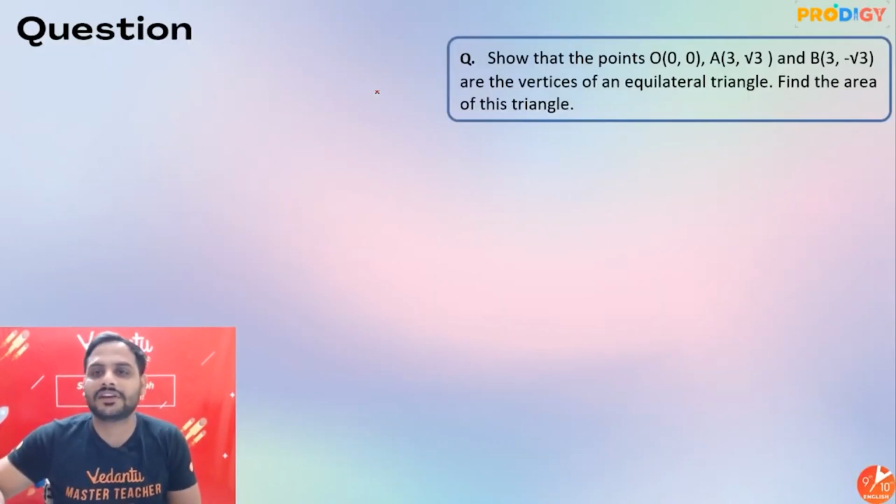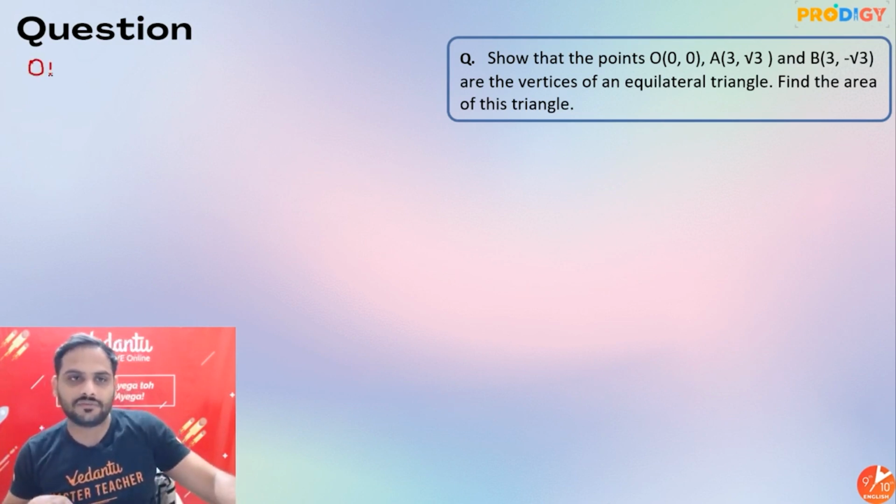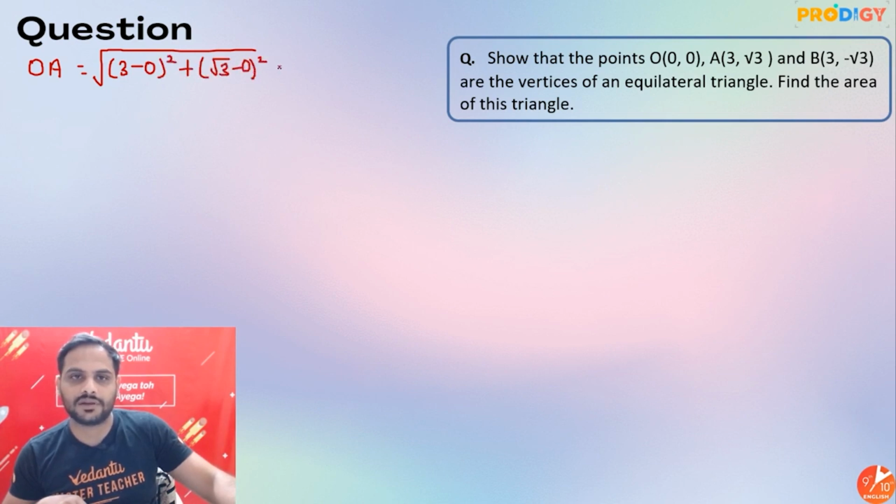Now next, show that the points O, A, B are vertices of an equilateral triangle and find the area of this triangle. So how do I show that? Simple, guys. Prove that all the sides are equal. So let's see what is the distance between O and A. O and A distance will be 3 minus 0 whole square plus root 3 minus 0 whole square, which is 3 square is 9, root 3 whole square is 3, which is root 12.